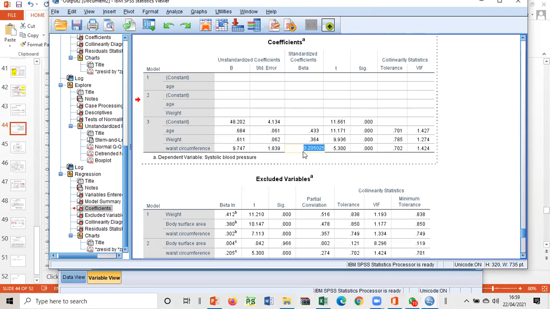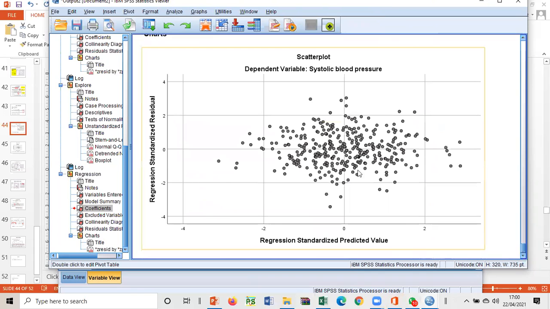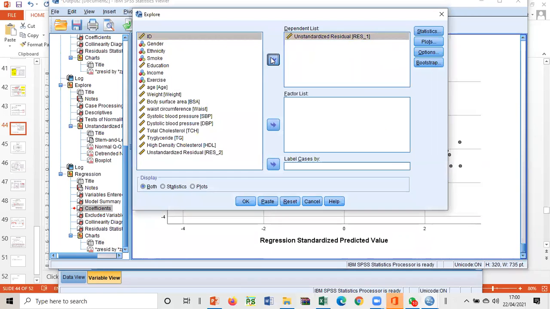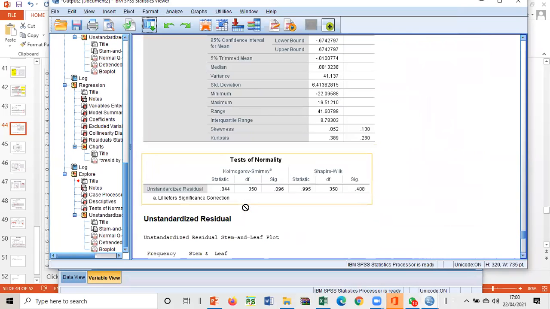Look at this now. Can I say age is twice as important as waist? Yes, because they are standardized, unitless. So this is for checking relative importance. This is for writing the equation for prediction purposes. And look at the assumptions. These are random. And check the residuals. Is it normal? Okay, it's normal, more than 0.05.